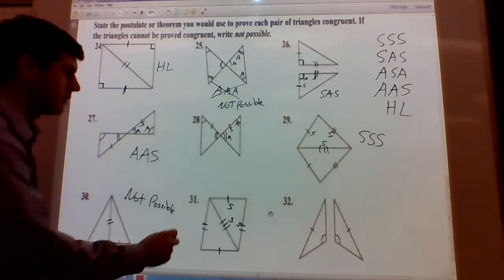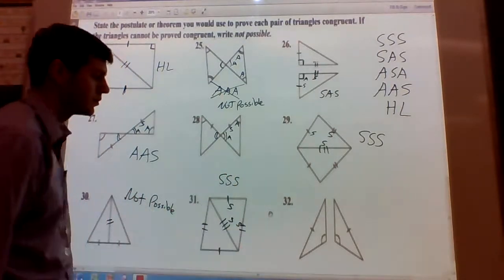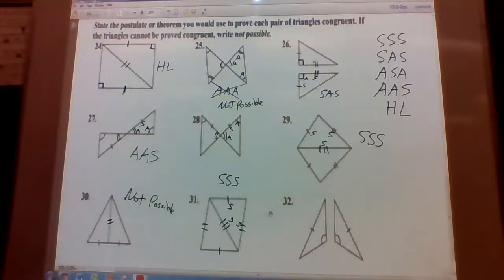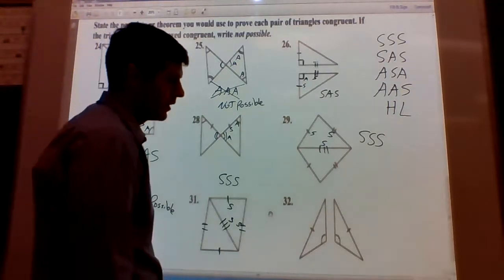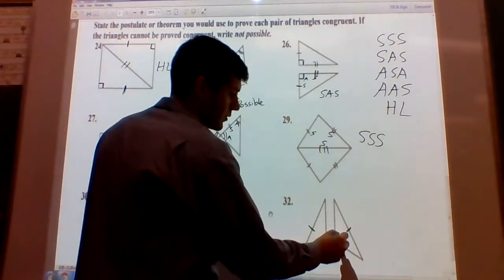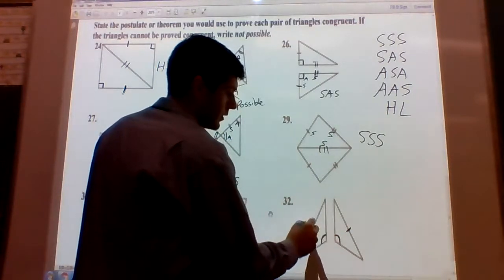So side, side, side. The postulate tells us that since we have three corresponding sides that are congruent, three pairs of sides that are congruent, the triangles are going to be congruent. Okay, 32, we have a pair of congruent angles and a pair of congruent angles and a pair of congruent sides.